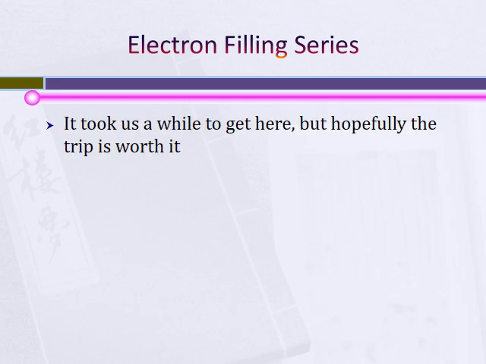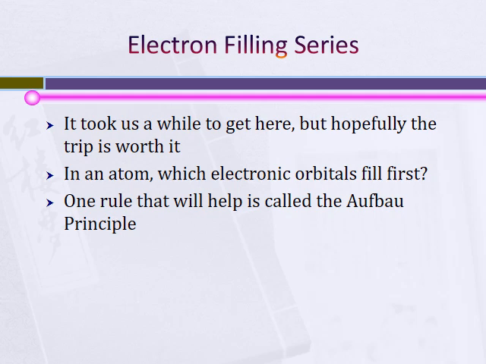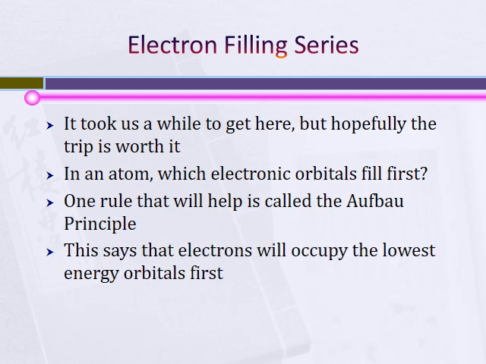So here's the electron filling series. Which orbitals fill first? We've got some rules based on what we've talked about so far. One rule is the Aufbau principle, and you don't have to memorize these names. You just have to apply it when you find the electron configuration. The Aufbau principle says electrons will occupy the lowest energy orbitals first.